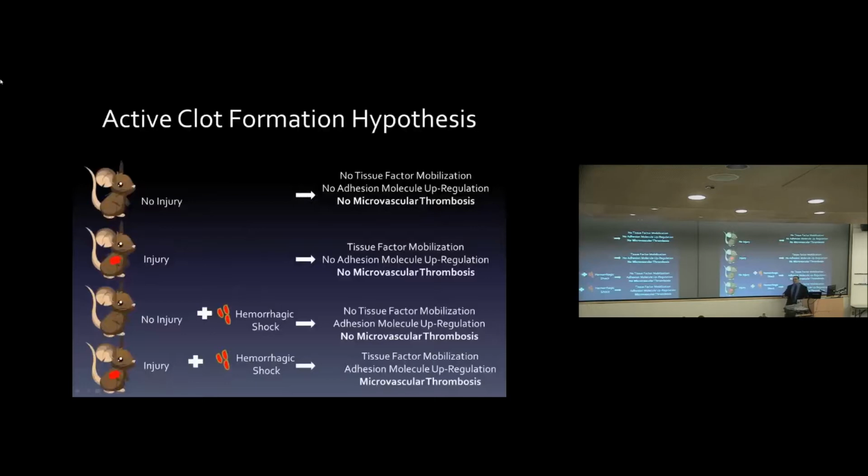Well, what we're setting up now, and this is all in progress, is a larger experiment with four different conditions, and we'll talk through them. So one would be our poor control mouse who was just minding their own business and got sacrificed, and then we looked and saw what we saw. We would expect in that mouse that there's no injury, so we wouldn't have tissue factor mobilization. There is no hemorrhagic shock, so we wouldn't expect adhesion molecule upregulation. And therefore, without those two parts, we would expect no microvascular thrombosis.